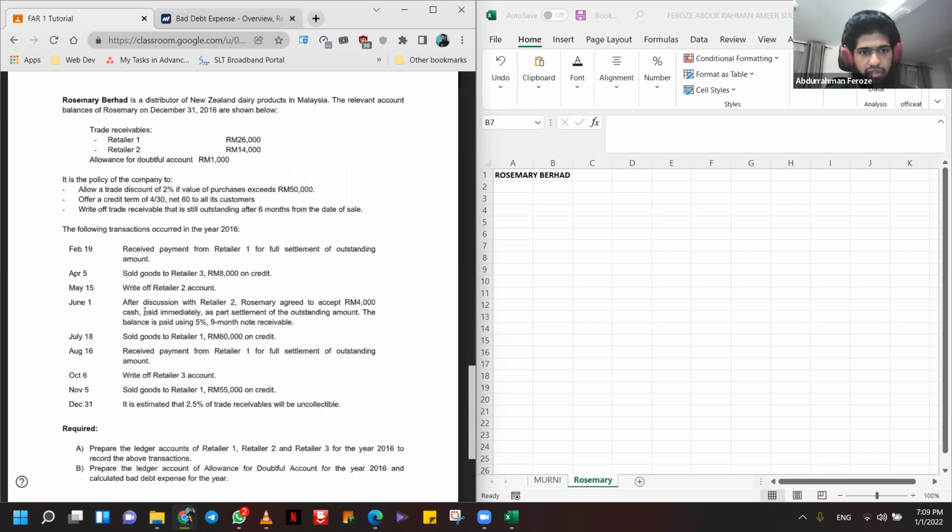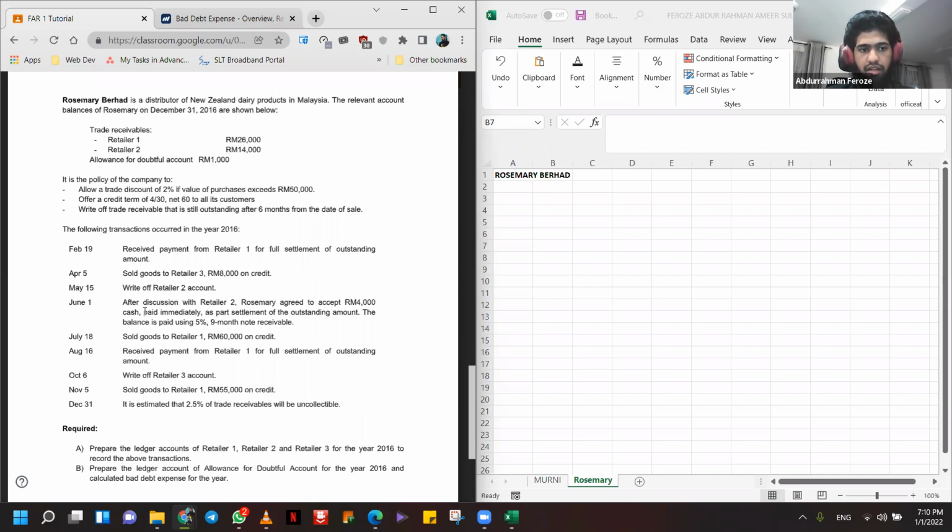Okay, so the following transactions occurred in the year 2016. Received payment from retailer 1 for full settlement of outstanding amount. Sold goods to retailer 3, 8,000 ringgit on credit. Write off retailer 2 account. After discussion with retailer 2, Rosemary agreed to accept 4,000 cash paid immediately as part settlement of the outstanding account. The balance is paid using 5% 9-month note receivable.